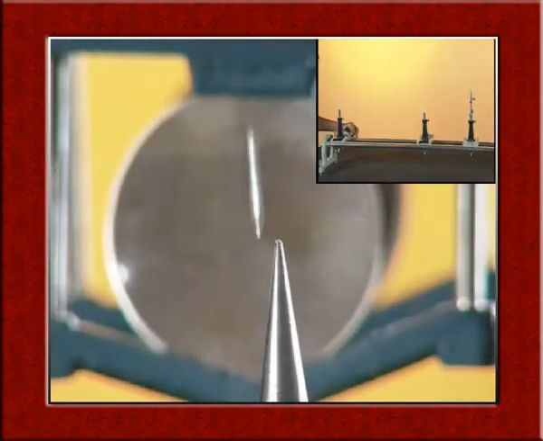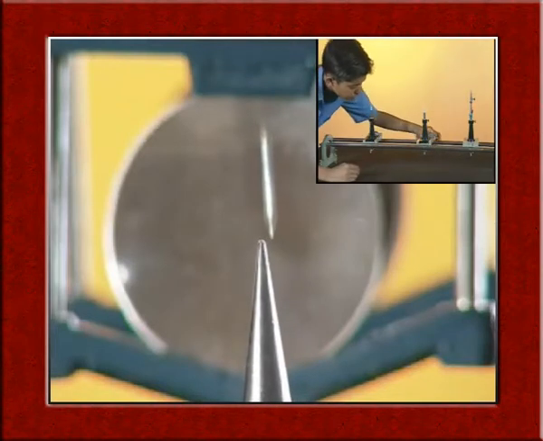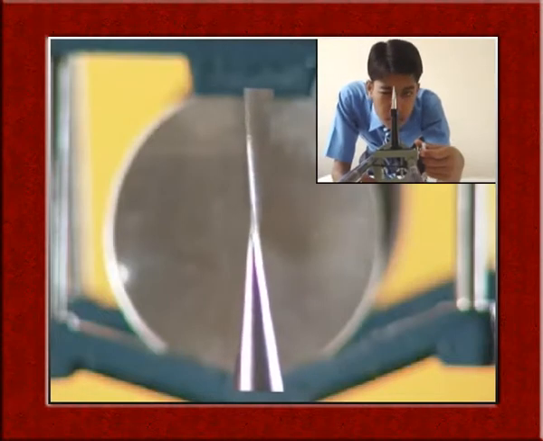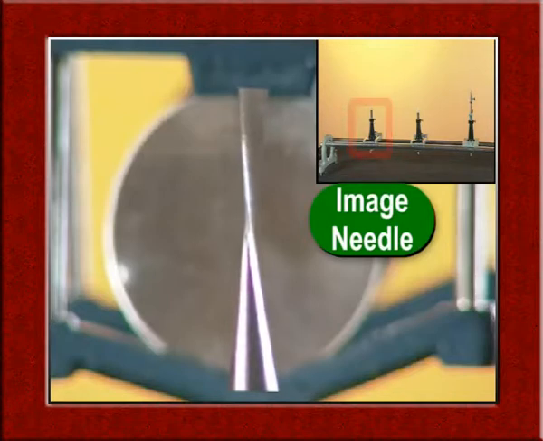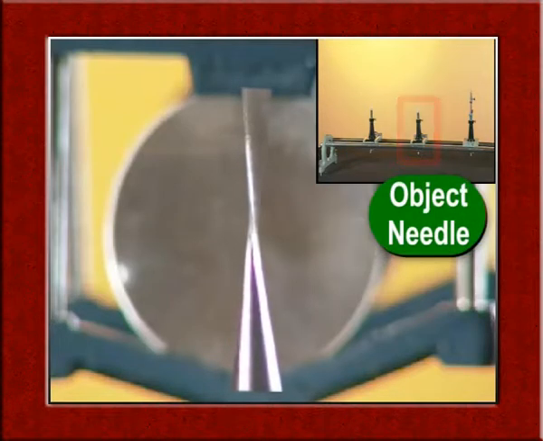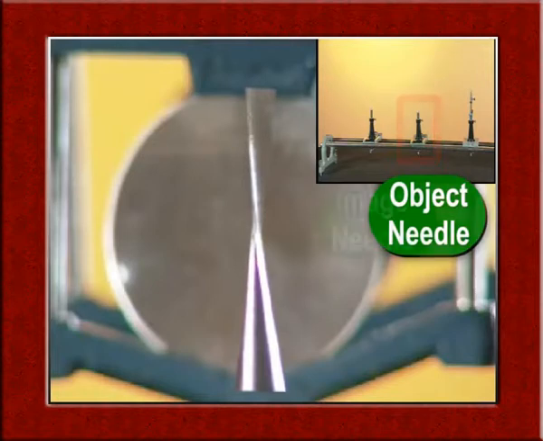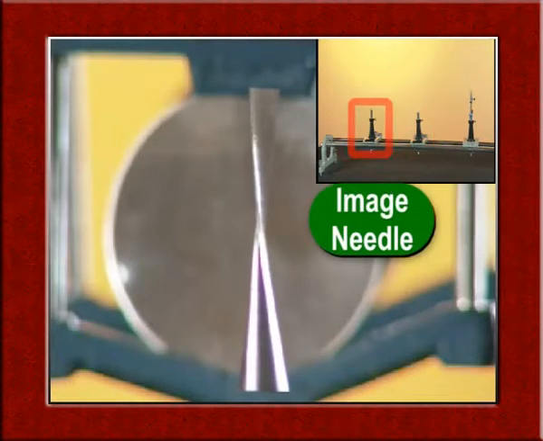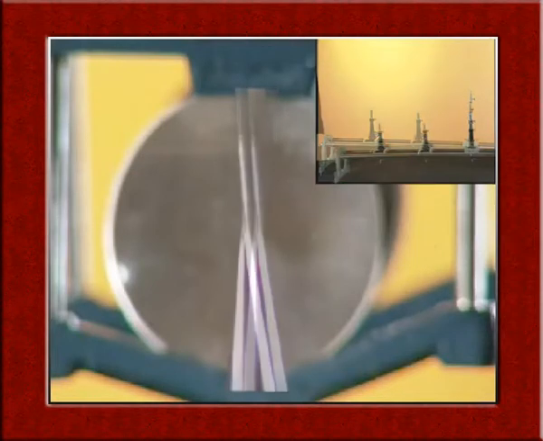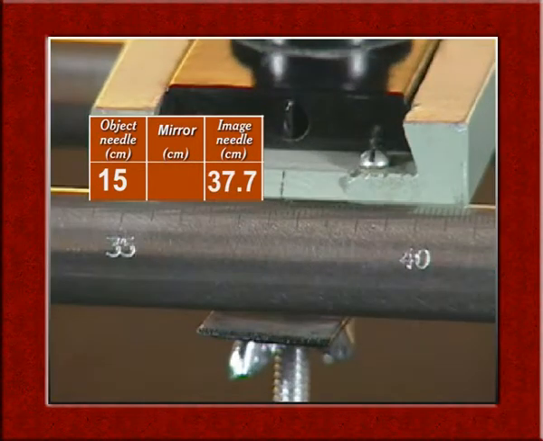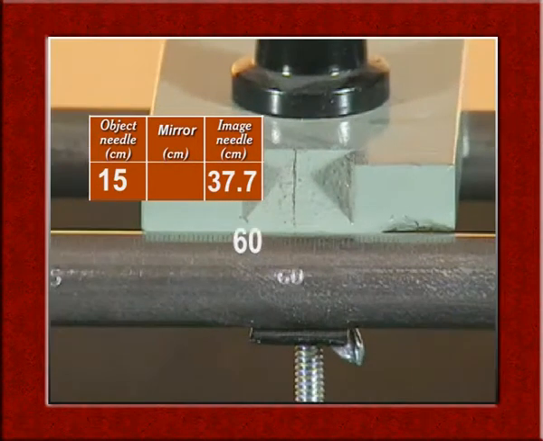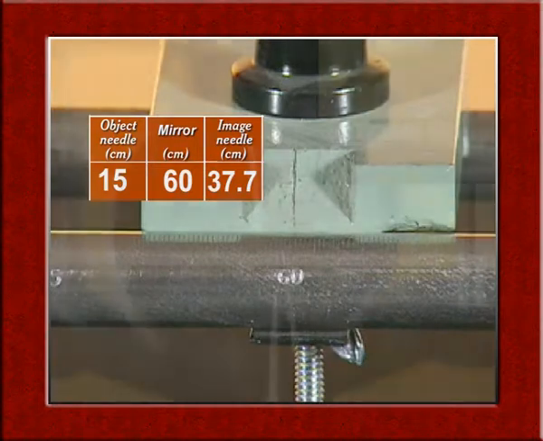Remove the parallax between this second needle and the first image of the object needle. In the position of no parallax, the second needle locates the position of the image of the object needle. For this very reason, the second needle is termed the image needle. Note and record the positions of the object needle, the image needle, and the mirror on the bench scale.